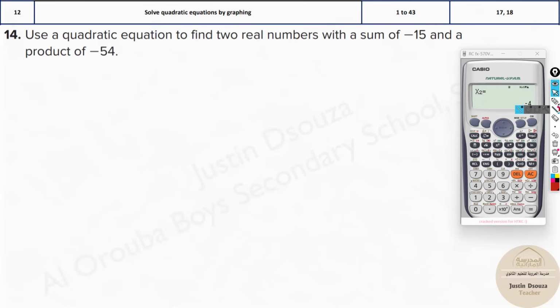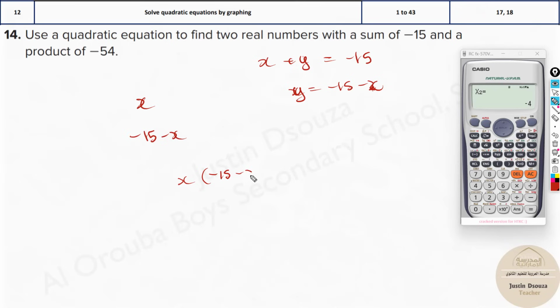Now we have one more problem similar to just now's problem. We have two real numbers. So what I'll write is one is x. One more will be, the sum is minus 15, so I can directly write minus 15 minus x. Or you can write it as x plus y is equal to minus 15. So y is equal to minus 15 minus x. And now when I multiply them, the product means multiplication. x times minus 15 minus x will be equal to minus 54. So it'll be minus 15x minus x squared equals negative 54.